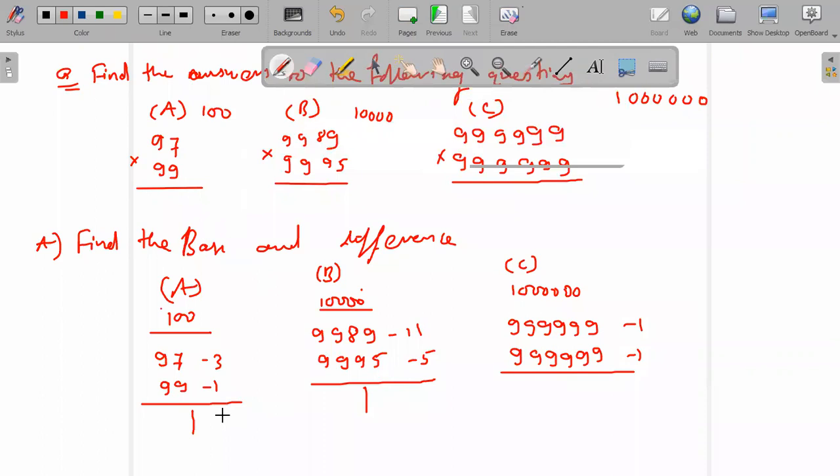What is the next step? Next step is, yes, the number of digits on the RHS equals the number of zeros in the base. In the base, how many zeros are there in example A? There are 2 zeros. So 2 digits will be there on the right hand side. In example B, how many digits will be there on the right hand side? 4 digits will be there. And here, how many digits? 6 digits will be there. Okay.